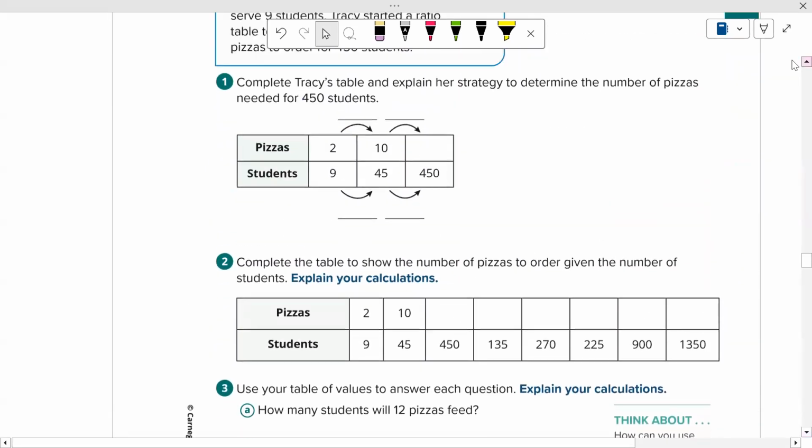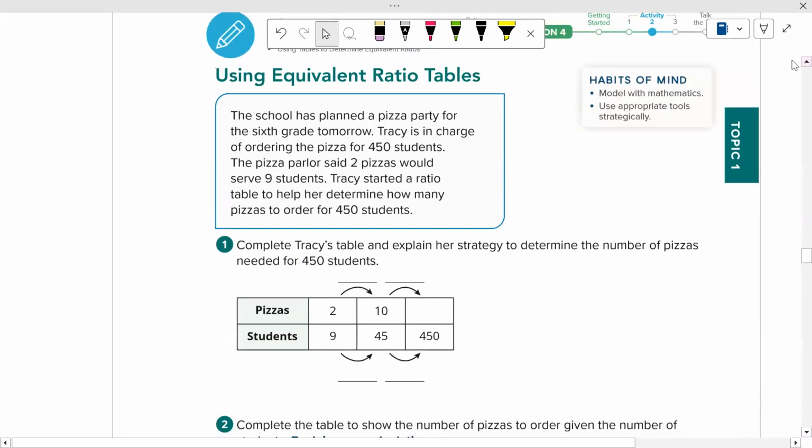So here we go. We're using equivalent ratio tables. We know what these words mean. We know the word equivalent means equal. We know what ratio tables are. They're just ratios, a list of them written in table format. So a school has planned a pizza party for the 6th grade tomorrow. Tracy is in charge of ordering the pizza for 450 students. So that's the total. We should probably label that.